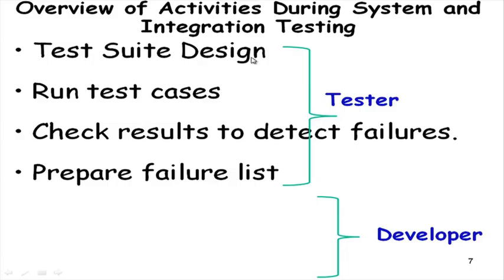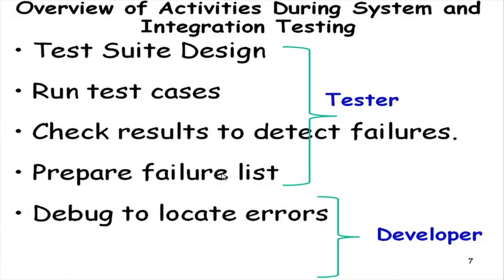So, during the system and integration testing, the testers carry out these, and of course, during unit testing testers are not there, all these activities are carried out by the developer himself. And once the failure list or the test report is prepared, it is given to the developers who use the test report to first debug, to find out what were the specific bugs or faults in the code, and then they correct those.